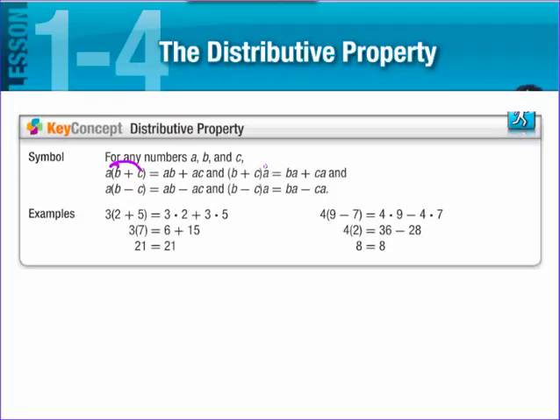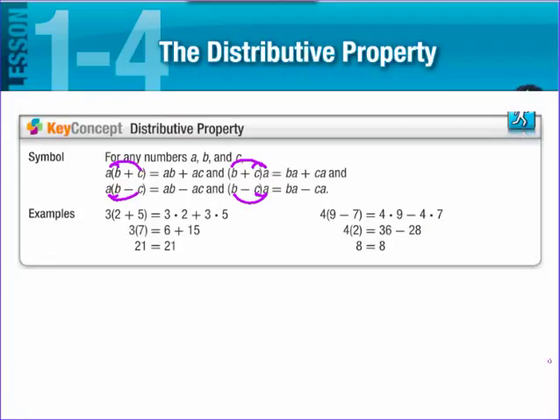Notice the A can also come at the end, in which case you would distribute it that way. You distribute it both to the B and the C. You can also do this with subtraction. It's the exact same steps. And then you can go after with subtraction. So notice what they've done here.